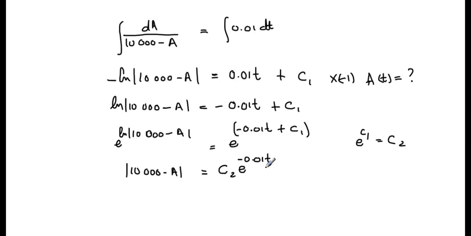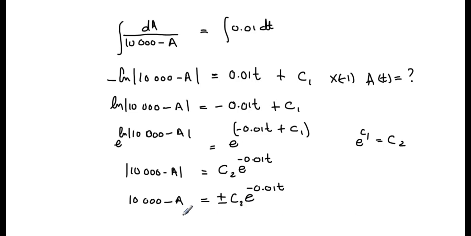So at this point, I think we're now ready to remove the absolute value, whereby we're going to leave this as 10,000 minus A equals plus or minus c2 e to the power minus 0.01 t. Remember, when we put the absolute value there, we normally get a positive quantity, ignoring the sign. So when you remove it, this is the reason why I'm putting a plus or minus c2 here.